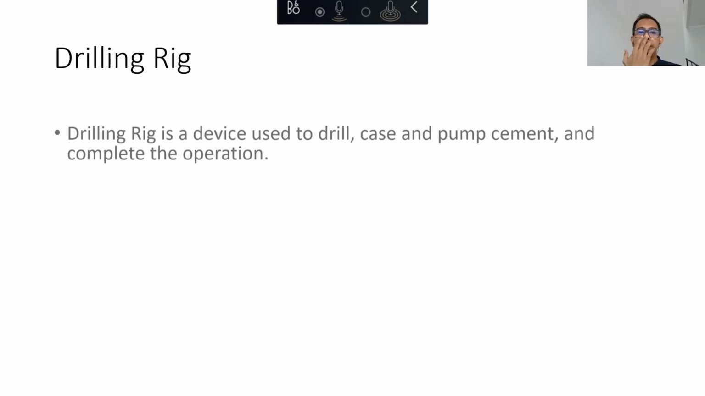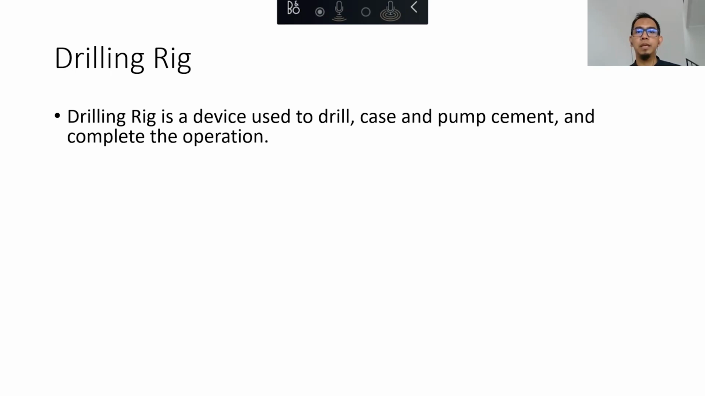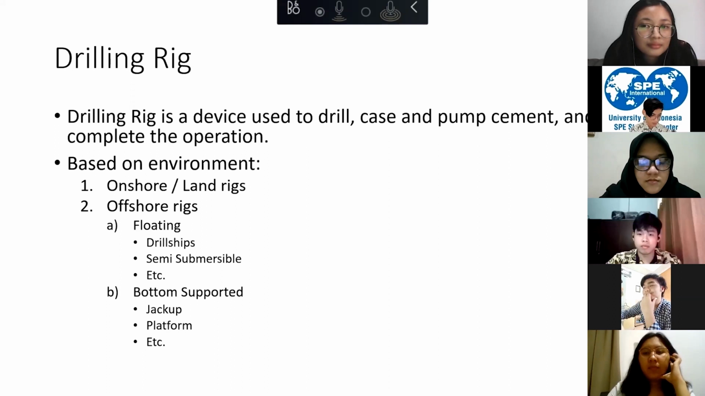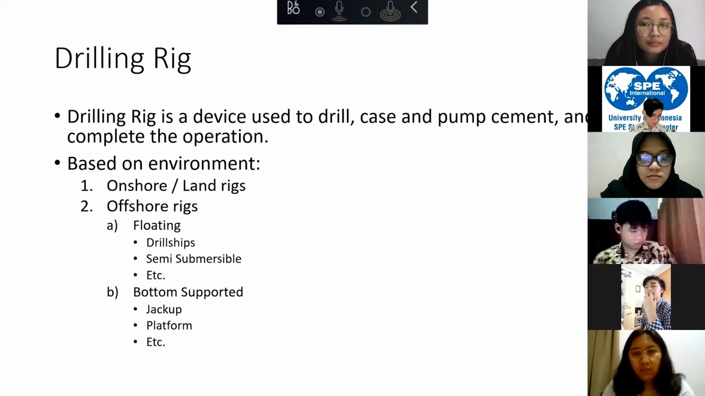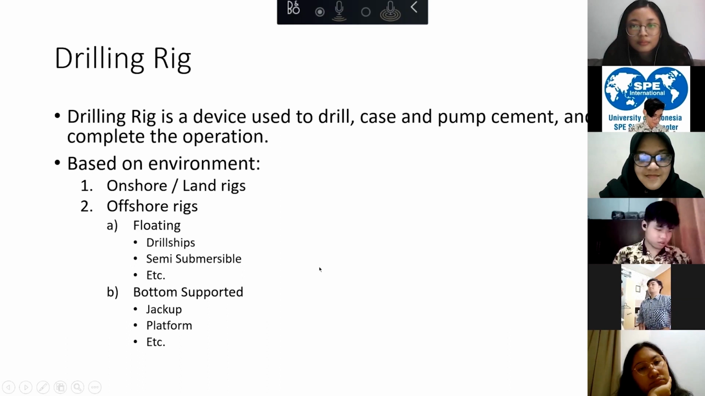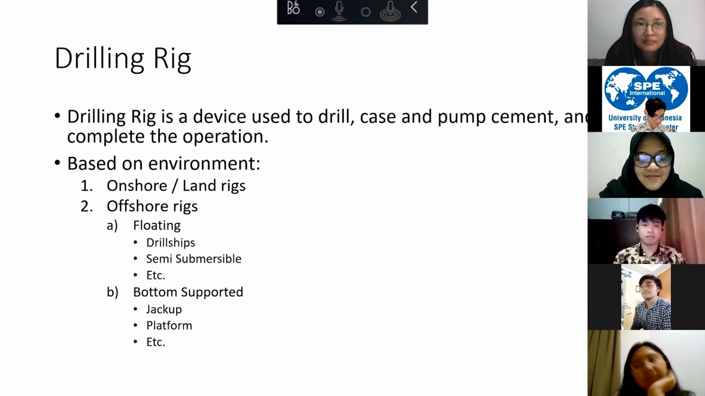A drilling rig is a device that is used to drill, case, pump cement, and complete the drilling operation. Based on the environment, we have onshore or land rigs, and offshore rigs. Offshore covers the floating and bottom support. As for the floater, there are drill ships, semi-submersibles, dynamic positioned semi-submersibles, and fixed or anchored semi-submersibles. As for the bottom support, we have jack-up rigs, platforms, gravity base, and some more.